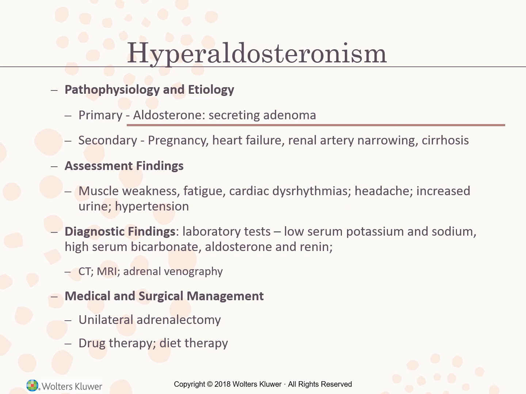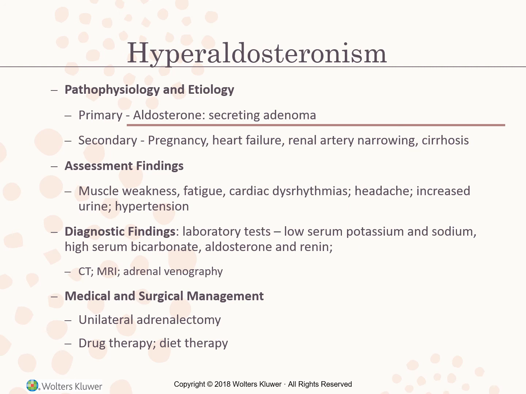Excessive secretion of aldosterone results in increased reabsorption of sodium and water and excretion of potassium by the kidneys. When we are assessing, there's usually a cluster of signs and symptoms that will develop, and this includes headache, muscle weakness, increased urine output, fatigue, hypertension, and a potential for cardiac arrhythmias. We find that serum potassium levels are decreased while serum sodium levels are increased in the absence of other causes such as diuretic therapy or diarrhea. The serum bicarbonate, serum aldosterone, and plasma renin levels are also increased.